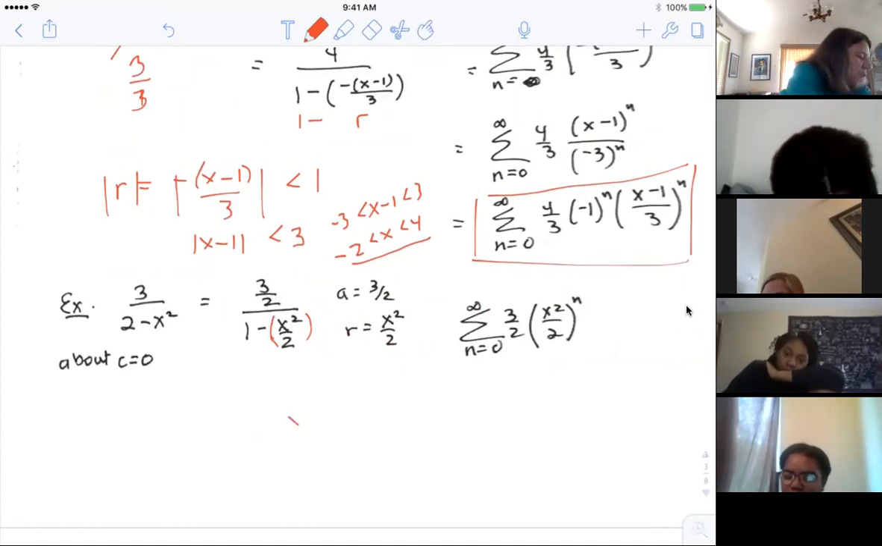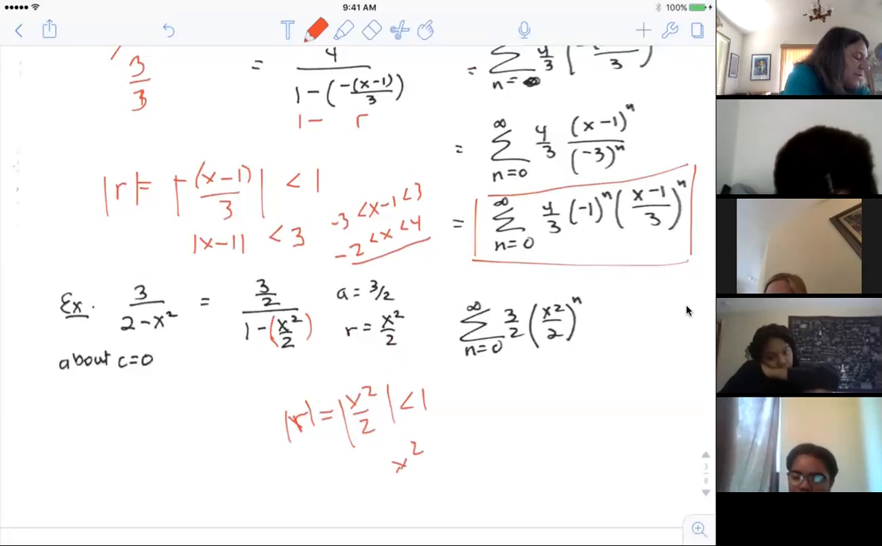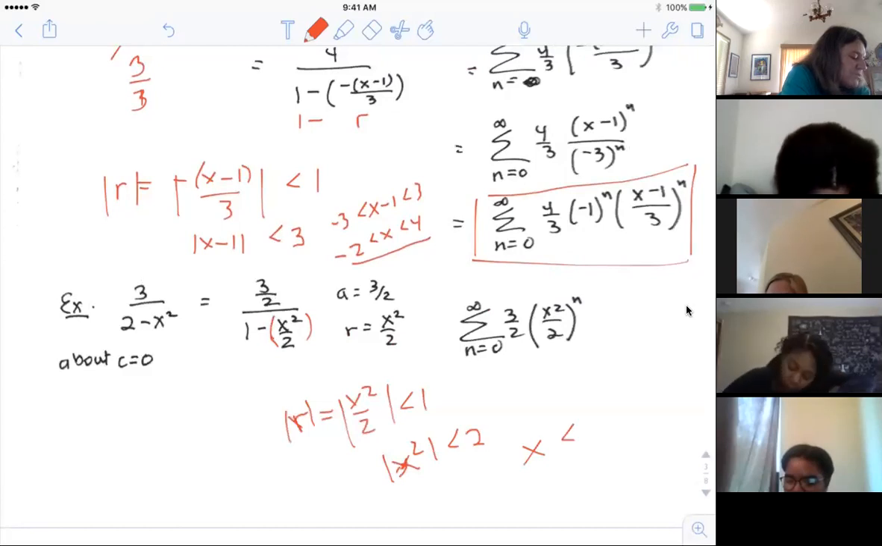Now, r, which is x squared over 2 here, absolute value has to be less than 1. That says the absolute value of x squared has to be less than 2. And that's the same place where x will be less than the square root of 2. So it'll be x between the square root of 2 and minus the square root of 2. Okay.